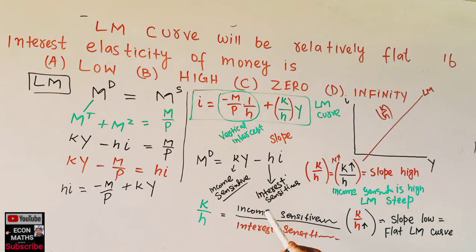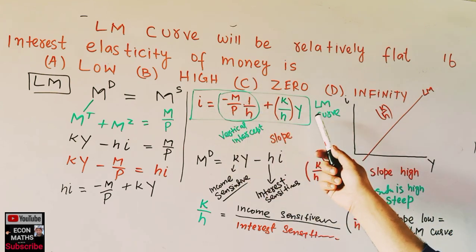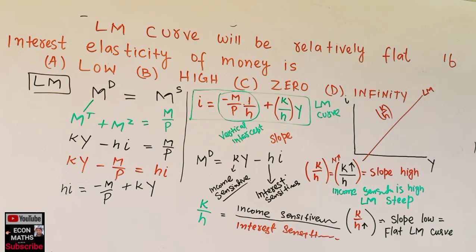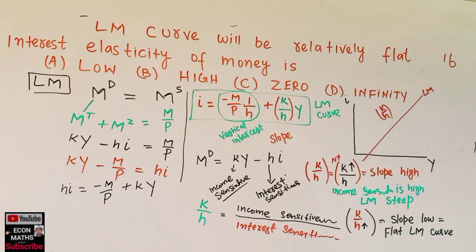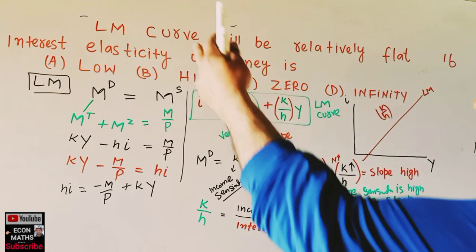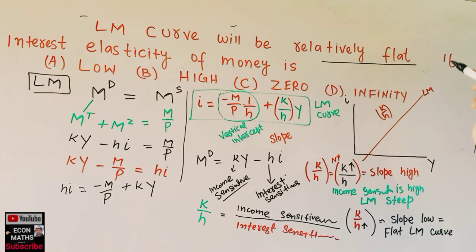So k denotes the income sensitiveness for demand for money, and h denotes the interest sensitiveness for demand for money. Our rate of interest depends upon the level of income, and it is determined by this slope. How sensitive is our income to the level of interest rate or otherwise. The point that I want to make is that in the context of this question, the question was when the LM curve will be relatively flat. We have seen that when the slope is low, low slope means flat slope.